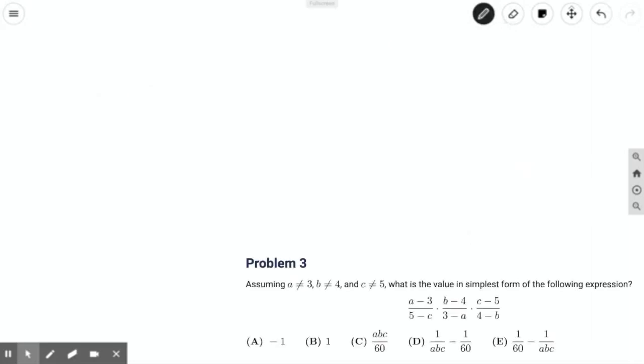Now moving on to the third problem that states, assuming A is unequal to 3, B is unequal to 4, and C is unequal to 5, what is the value in simplest form of the following expression? A minus 3 over 5 minus C times B minus 4 over 3 minus A times C minus 5 over 4 minus B.